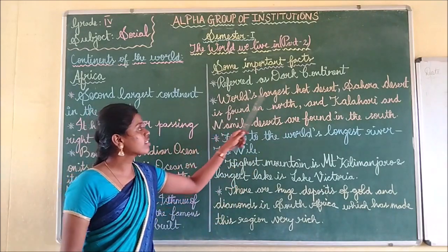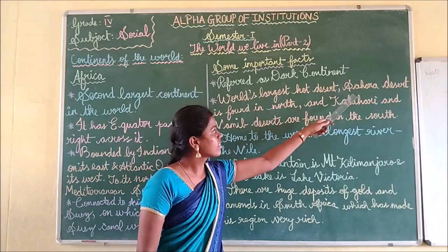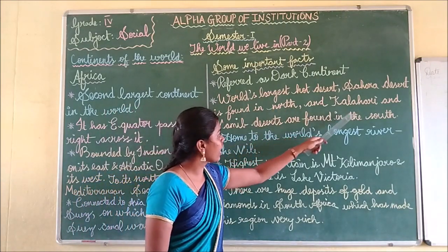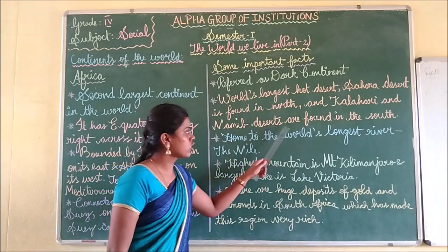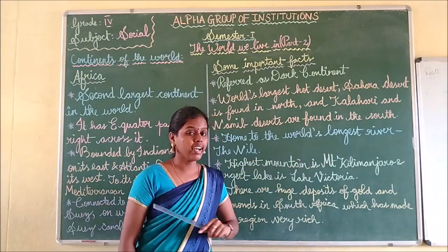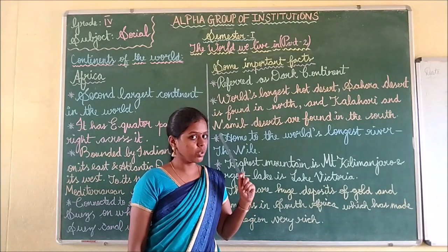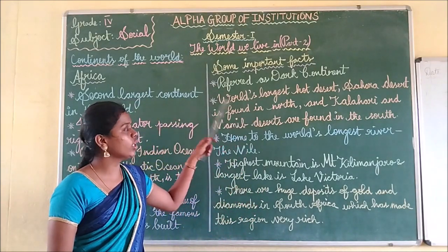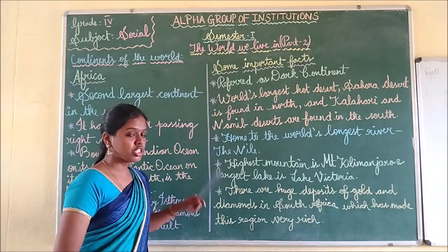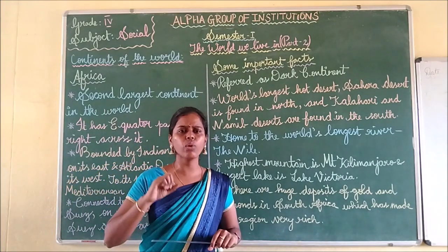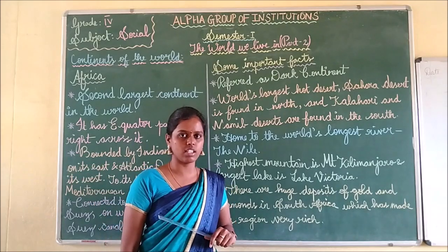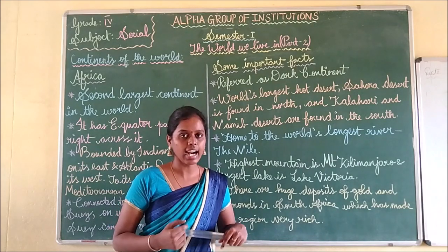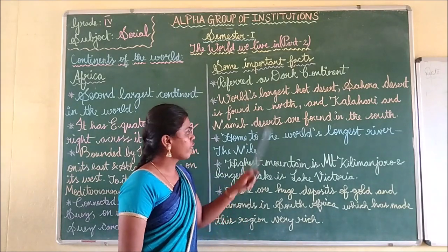Okay. The world's largest hot desert, the Sahara Desert, is found in the north, and the Kalahari and Namib deserts are found in the south. We saw the Thar Desert is found in Asia. Like that, the Sahara Desert is found in the northern part of Africa. So, this Sahara Desert is the world's largest hot desert. The largest hot desert in the world is the Sahara Desert, and it is located in Africa.